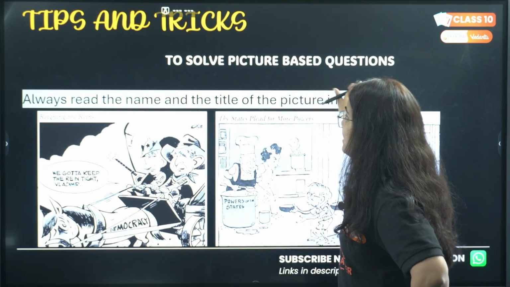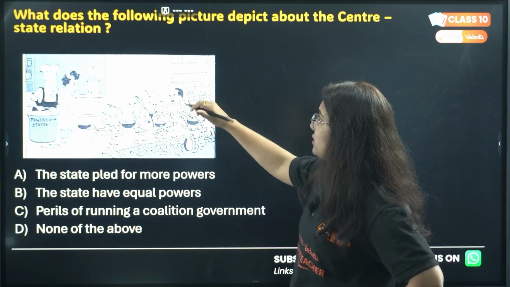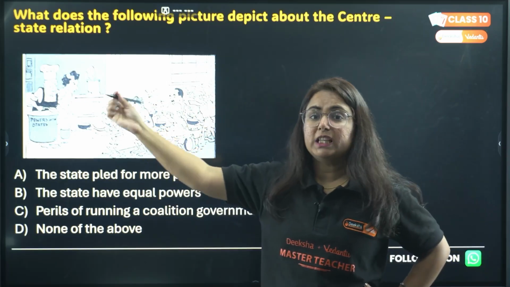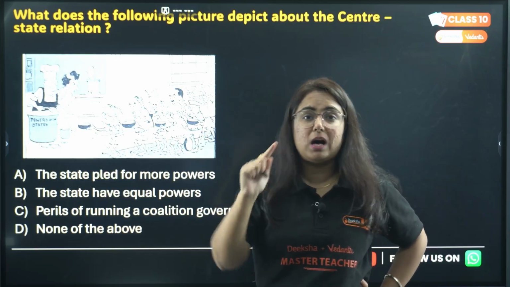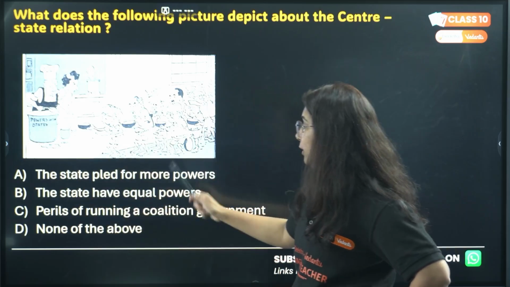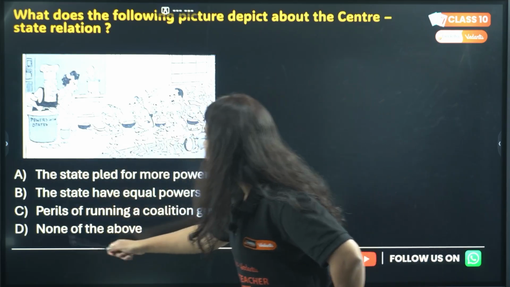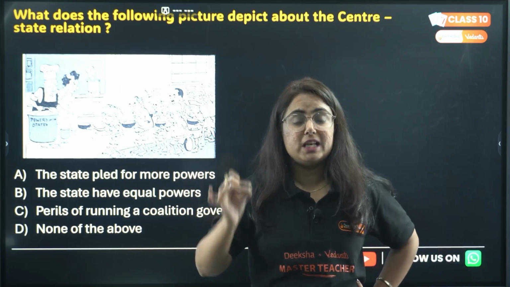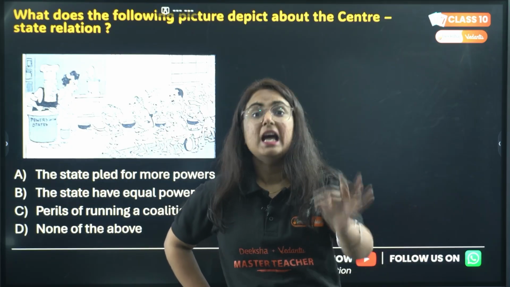Okay, so let us see one question in which certain titles are important. The question says, what does the following picture depict about the center-state relation? They will put a picture in front of you without the heading, because this time you need to answer the correct one from the title of the picture. Options are A, the states plead for more powers. Option B, the states have equal powers. Option C, the perils of ruling a coalition government, or D, none of these. Right now I want your answers in the comment section, because we have discussed it just now.